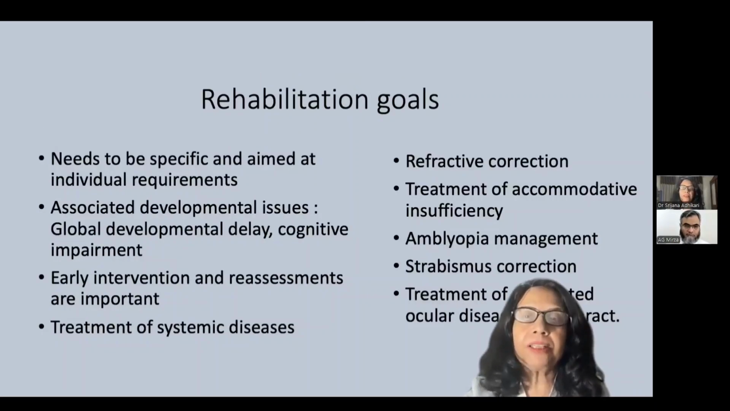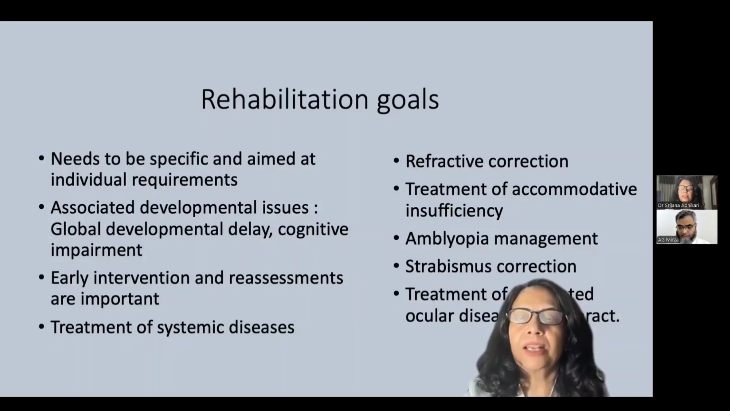Now, what are the rehabilitation goals for children with CVI? They need to be specific and aimed at individual requirements associated with the developmental issues. We have to find out whether global developmental delay or cognitive impairment is present, because most children have cognitive impairment in CVI, and early intervention and reassessment is very important. Treatment of the systemic diseases is also very important.